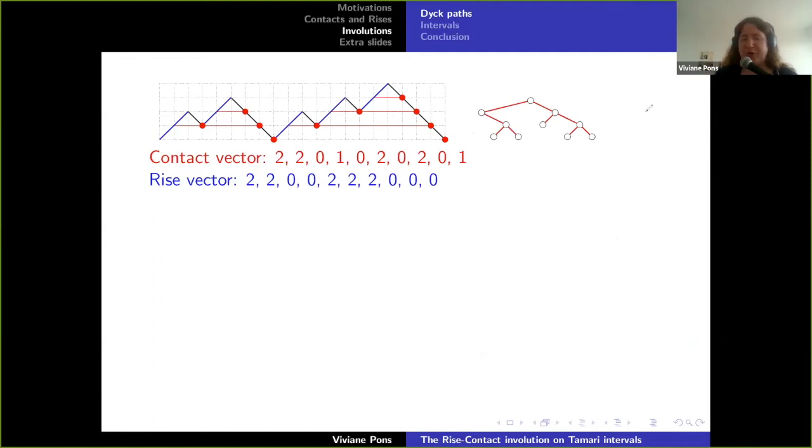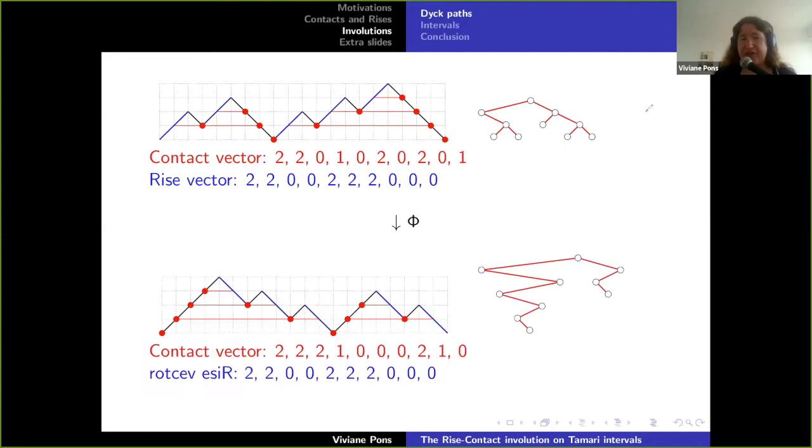And first, we're going to switch the contacts and the rises using very natural involutions on Catalan objects. So the first one is one that I call phi, and it's just reversing the Dyck path. So I'm just taking the Dyck path and reading it from right to left. So this is what happens to the Dyck path, and we can also understand what happens to the binary tree. It's an involution that I usually call the left border involution. It's a rather classical involution on binary trees.